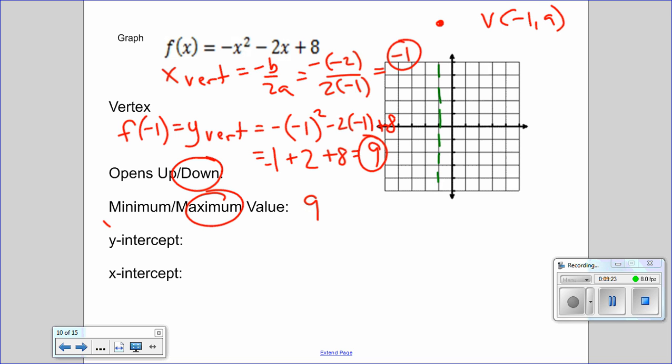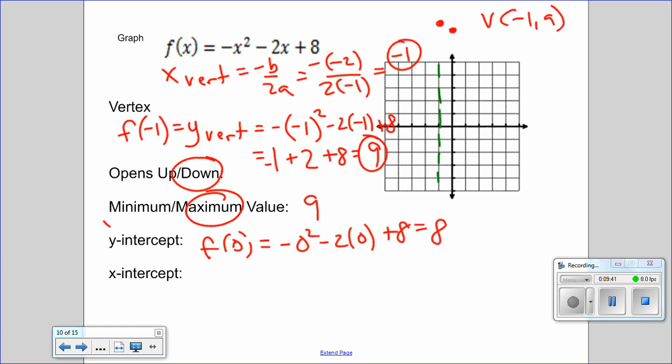The y-intercept, here we go. The y-intercept is found by replacing x with 0. So that's f of 0. And notice it's kind of handy. The first two terms cancel. They give you 0 plus 8. So the y-intercept is at 8. So that kind of makes sense that it would go right here.